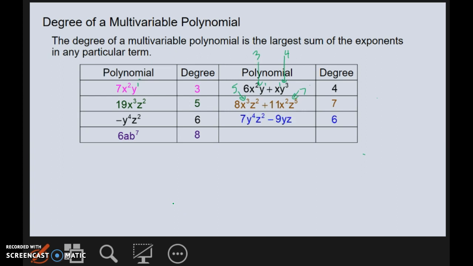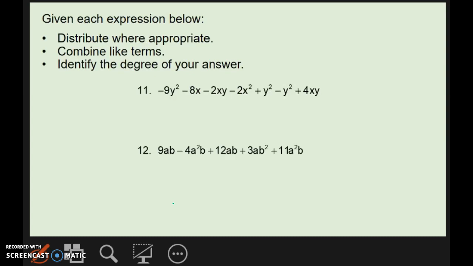Now we want to put the meat and potatoes of this whole thing together, where we actually want to put some terms together and identify the degree of your answer. So the first thing we want to talk about is what a like term is. That's going to probably be better illustrated with number 12.